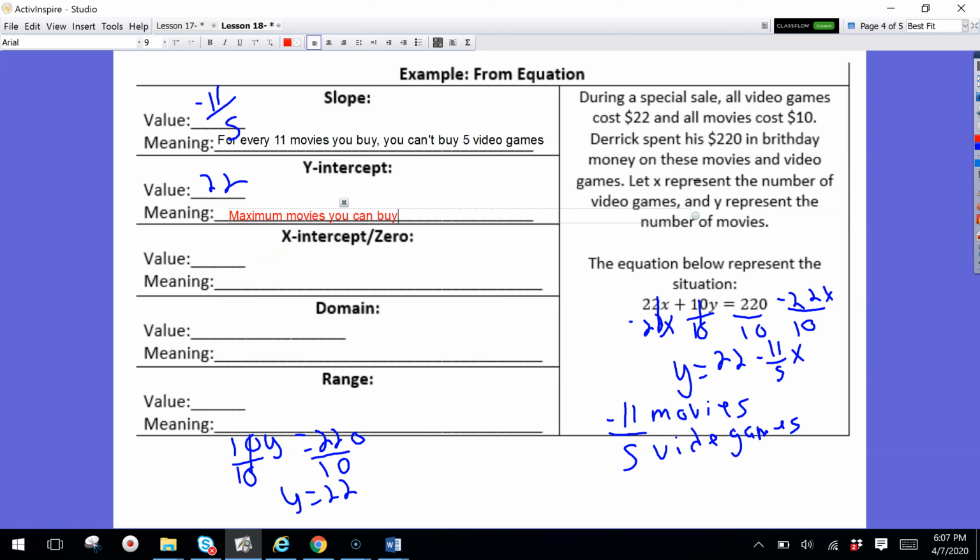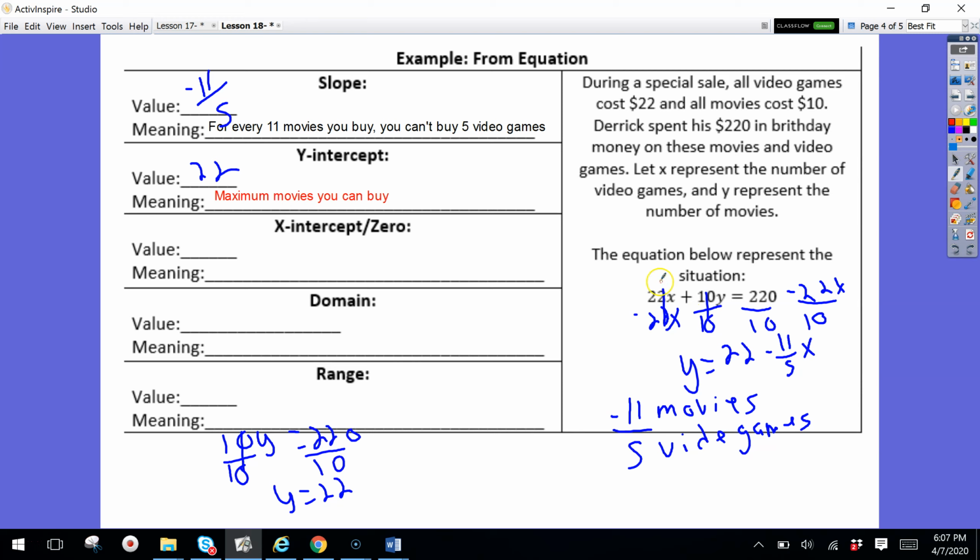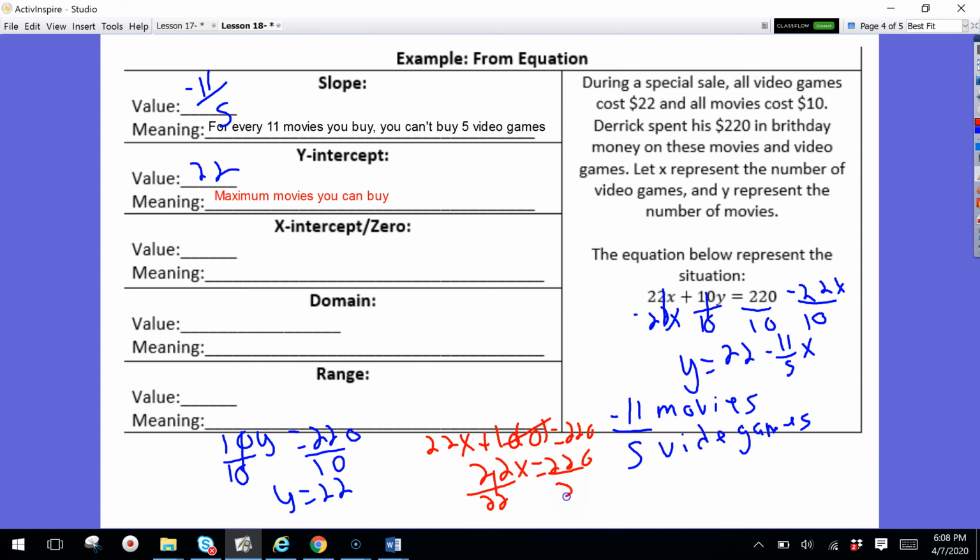Now let's go ahead and do the same thing to find my x-intercept. So for my x-intercept, I would take my equation up here and plug in a 0 for y. So it would look like this: 22x plus 10 times 0 equals 220. This cancels, and so you're left with 22x equals 220. Divide this by 22 and you get that x equals 10.